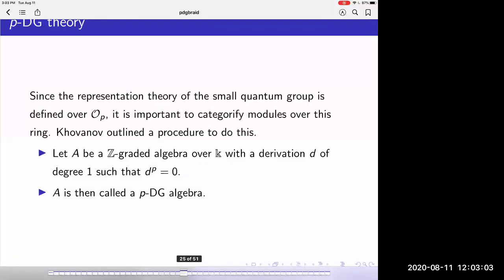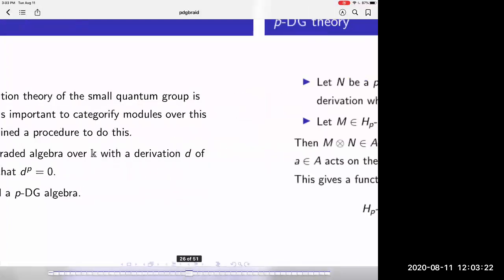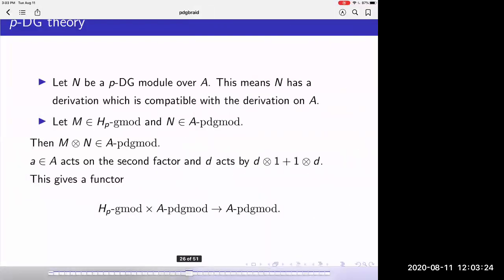So we let A be a Z-graded algebra over a field of characteristic p, endowed with a derivation d of degree 1, such that d to the p is equal to 0. So we call A a p-dg algebra. If p is equal to 2, this is just a normal DG algebra over a field of characteristic 2. Okay, and so let's let N be a p-dg module over A. All that means is that N is a module over A, and it also has a derivation, which raised to the p-th power is equal to 0, which is compatible with the derivation on A. So this is just an analog of a DG module.